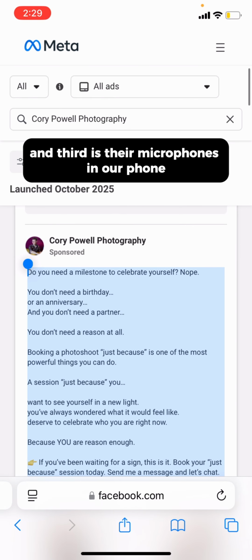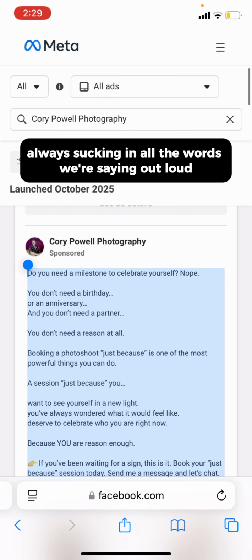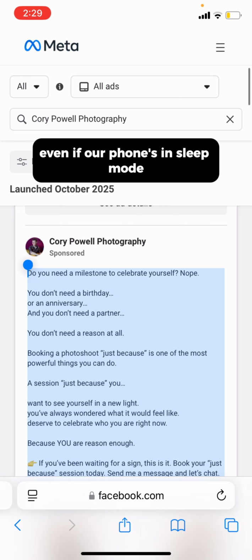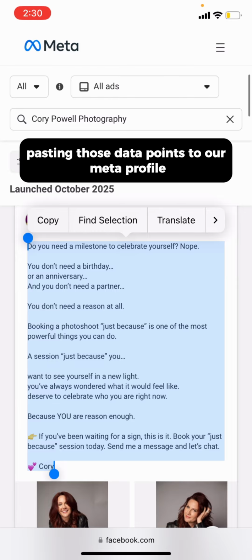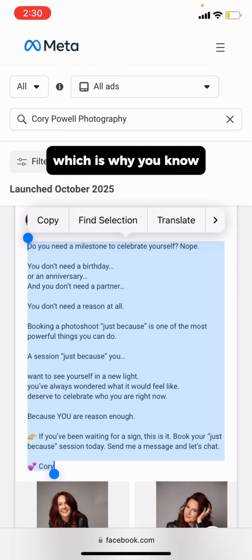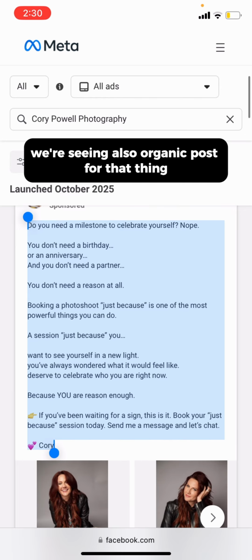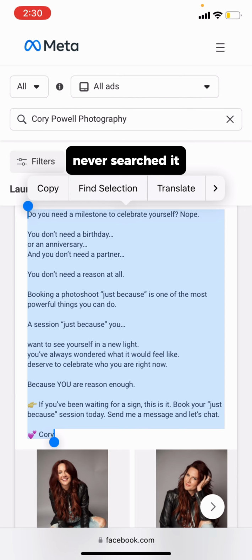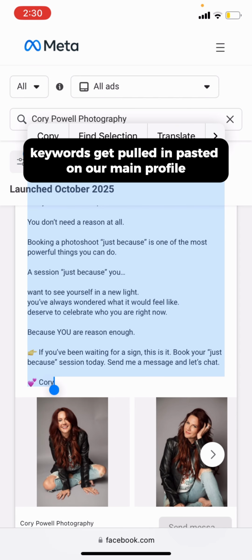And third is the microphones in our phones for the Facebook and Instagram app, always listening, always sucking in all the words we're saying out loud, even if we're not on the app, even if we're not on a phone call, even if our phone's in sleep mode, always sucking in data, pasting those data points to our Meta profile. Which is why, when we're talking about something, a few days later, at the end of the week, we're seeing ads for that thing. We're also seeing organic posts for that thing. It's because Meta's listening to us, even if we never engaged with any ad about it, never searched it. It's from listening through our microphone. Keywords get pulled in and pasted on our Meta profile.